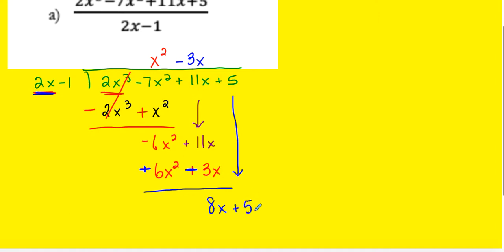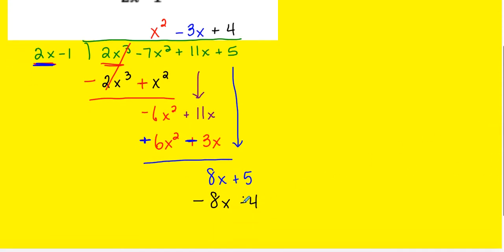Okay, so then again, we go through the process one more time. So 2x times what is going to give me 8x? So that would be 4. All right, so then we multiply the 4 times the 2x minus 1, and we get 8x minus 4. We subtract. So this becomes positive, and we get a remainder of 9. So that is a remainder. All right, we take that remainder and we write it over the original divisor of 2x minus 1.